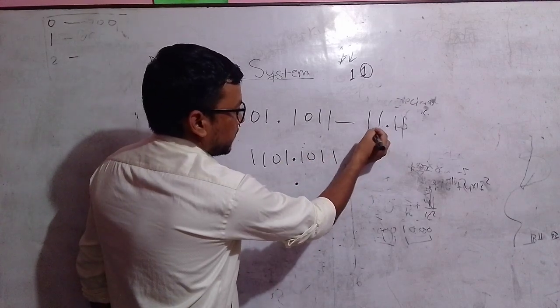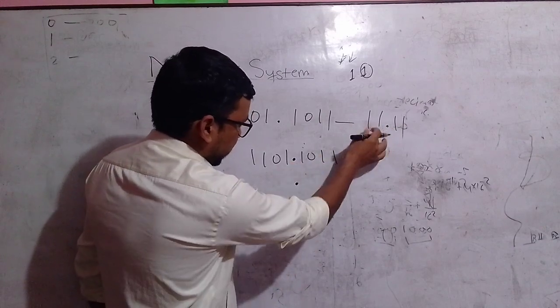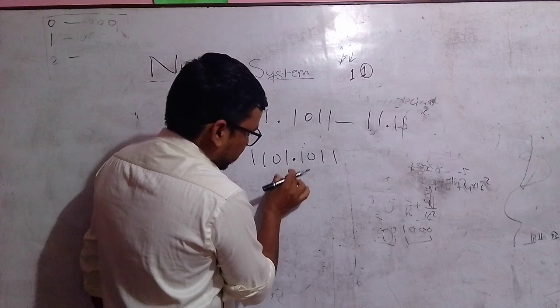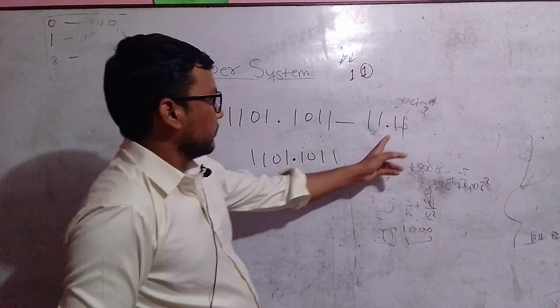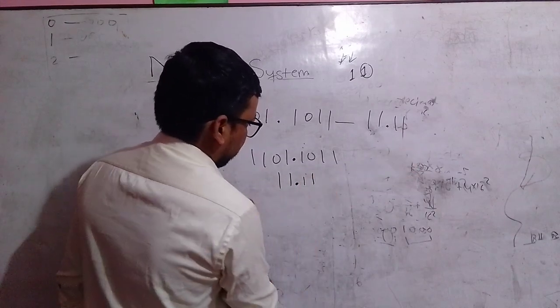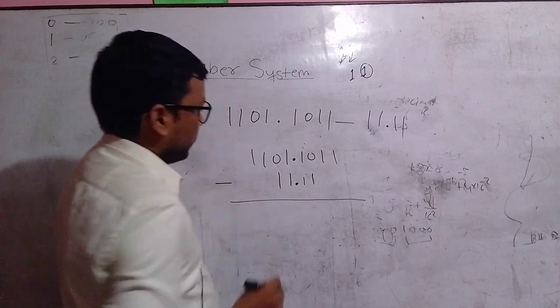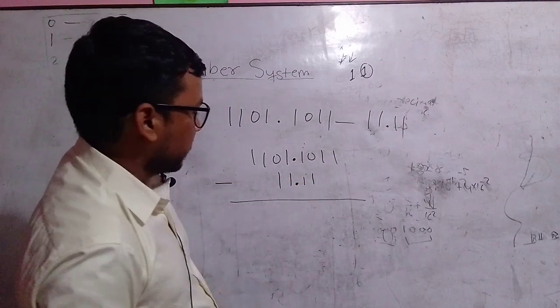How many digits are available in the integer part? There are 2 digits. That means we need to write 1 1 just below these 2 integer digits, and the fractional part contains 1 1 1 1. Now we have to align these numbers.